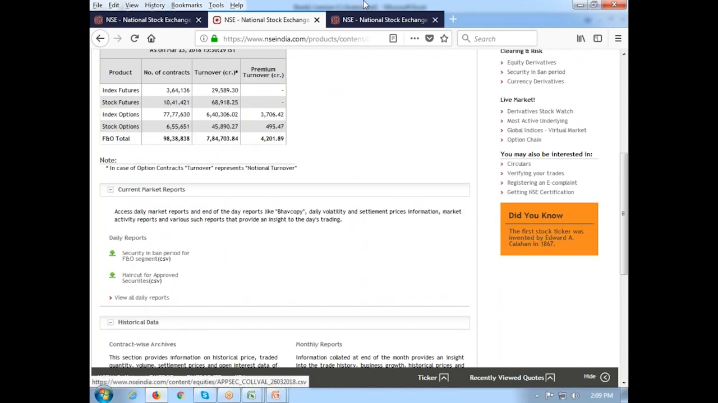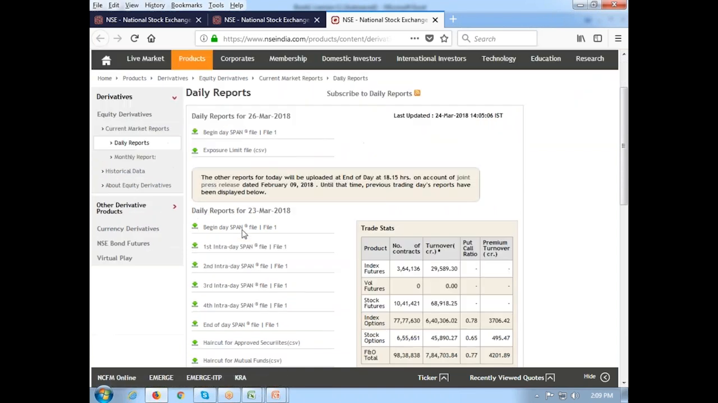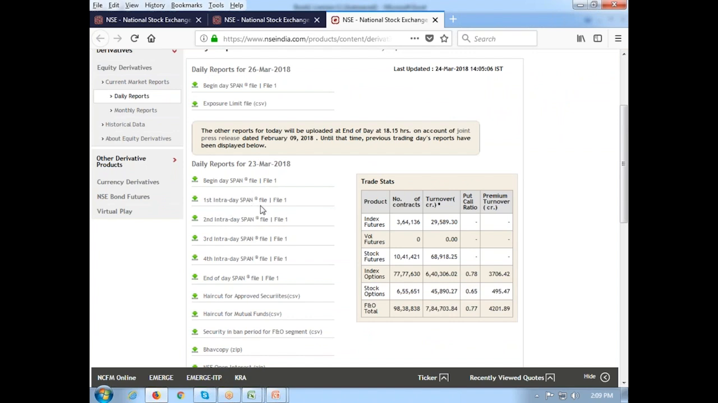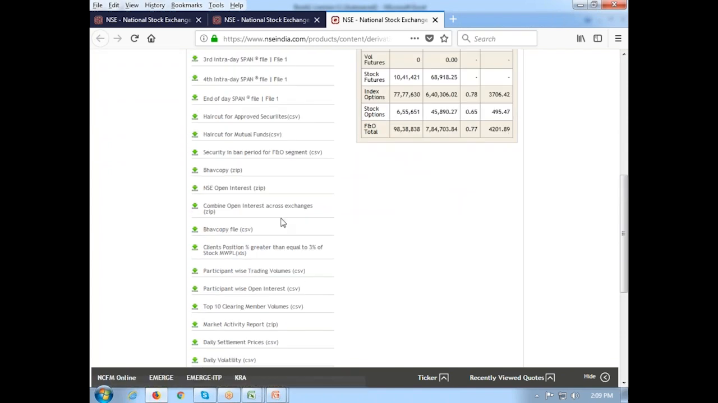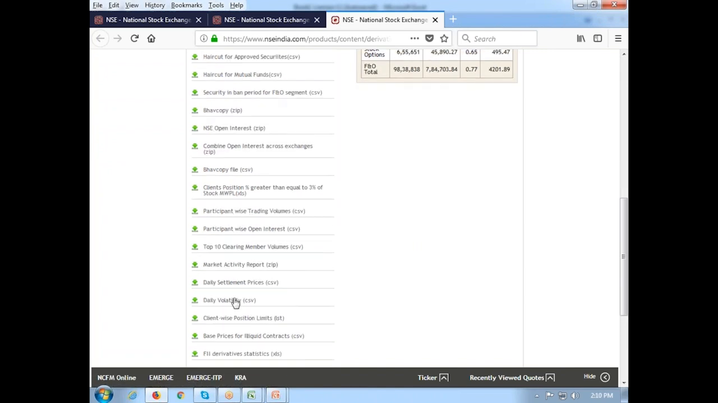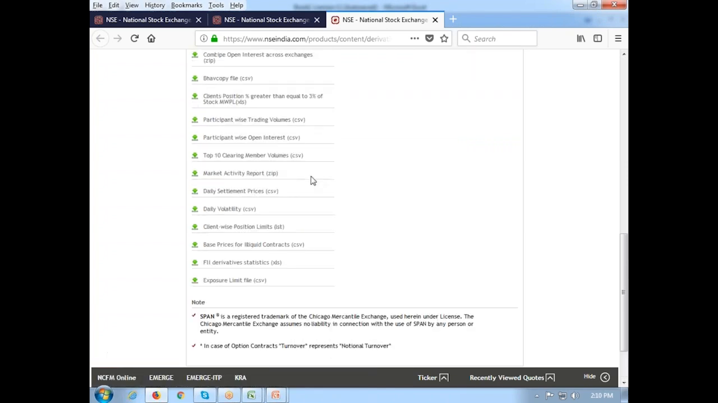So if I click on the daily reports, this is what you get. In the daily reports, you have span file, exposure limit file, span file, first intraday file, second intraday, third intraday, fourth intraday, end of day file. Then haircuts, then security in ban period, bhav copy zip, NSE open interest, combine open interest, bhav copy CSV, client wise position greater than equal to 3%, and a lot of reports are there. You see, many more reports are there.